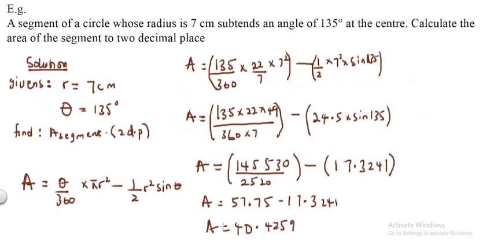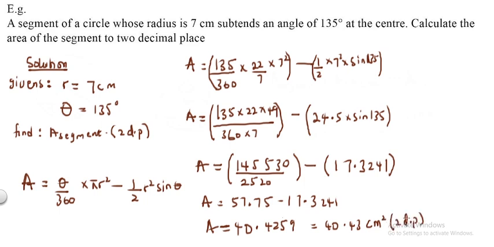40.4259. Remember, I was told to leave the answer in 2 decimal places. 2 decimal places meaning 2 numbers after the decimal. So this is the first number, the second number. That means I have to stop here. But before I do that, I need to approximate this number and add it here. If I approximate 5, it will round up to 1. So if I add 1 here, it will be 3. That means this is equal to 40.43. Remember, area is measured in centimeter square to 2 decimal places.